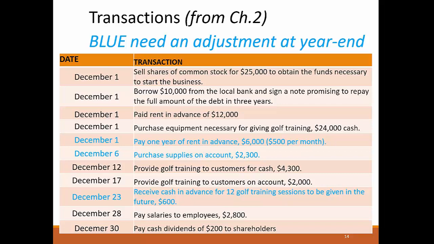So here is a kind of an opposite situation as the one on December 1st, where they received cash and it was $600. I'd take cash. If anybody were sitting there giving me cash, I'd say, sure, I'll take your cash. They took all of the cash, even though they hadn't earned a nickel in revenue yet. It's only when they hold those golf training sessions that they'll actually earn that revenue. So we have to put that $600 in what we call a deferred revenue account or an unearned revenue account until such time as we earn the revenue.